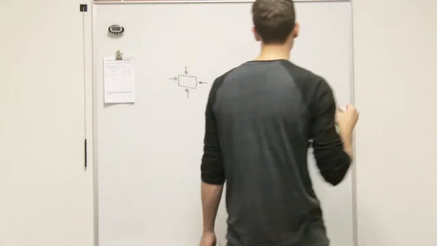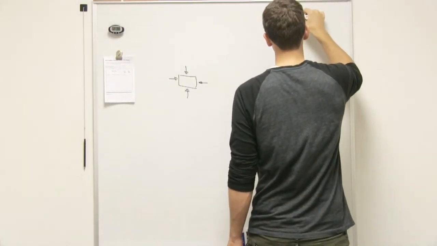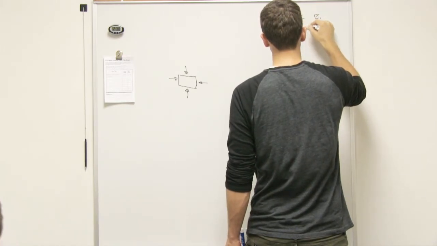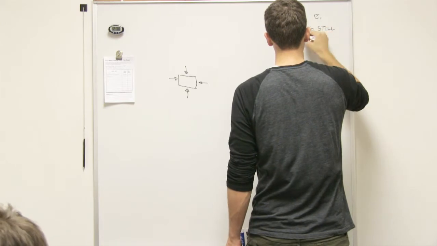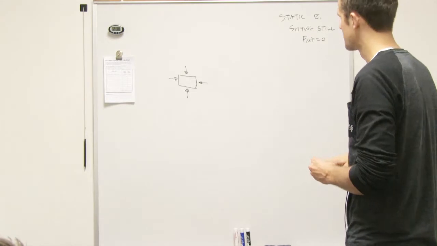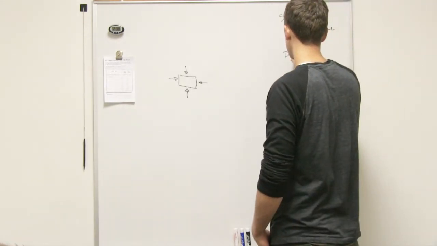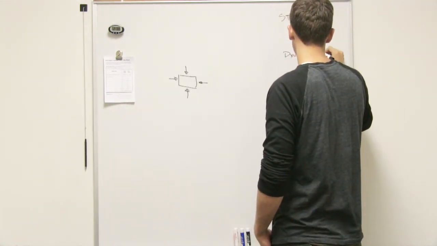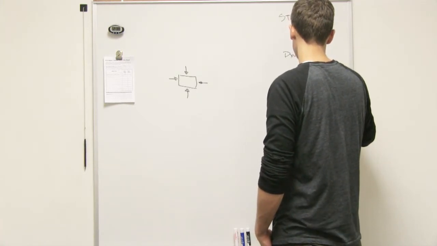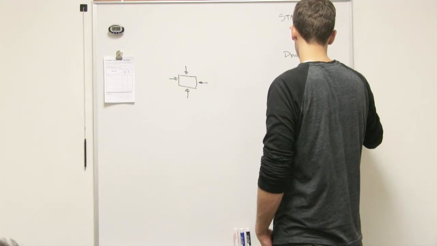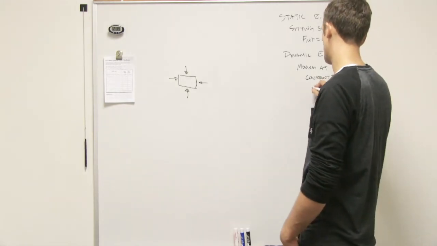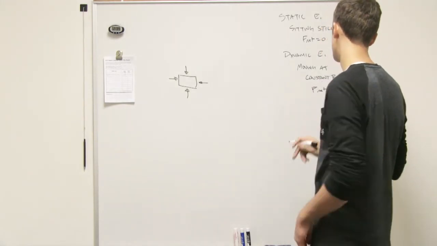So static equilibrium means it's sitting still, and the net force equals 0. And dynamic equilibrium means it's moving at a constant rate, and the net force is equal to 0.